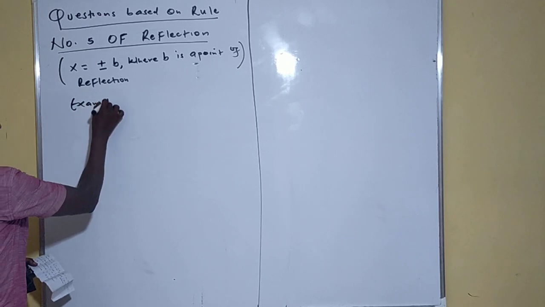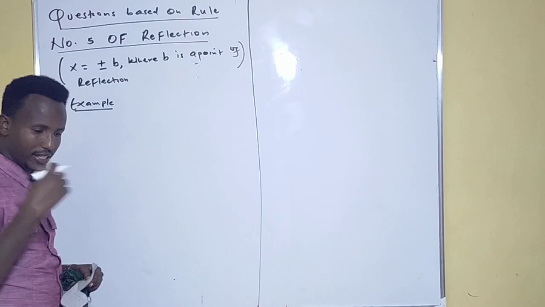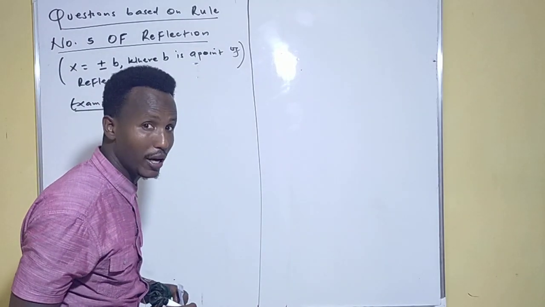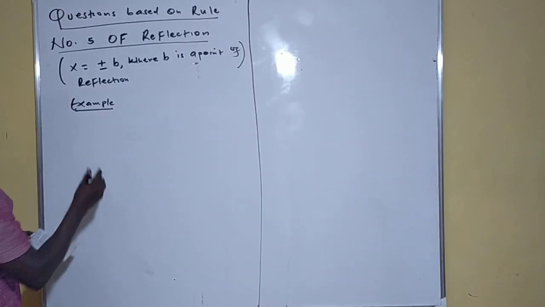In our class, we don't discuss this one today. In our next class, we are going to discuss y is equal to plus or minus b. Don't forget the last rule of reflection. Okay, you are told the coordinates.